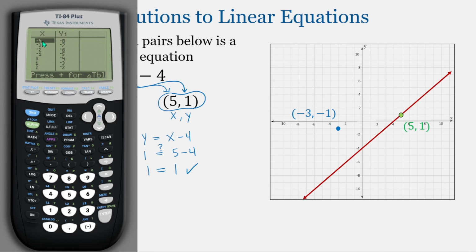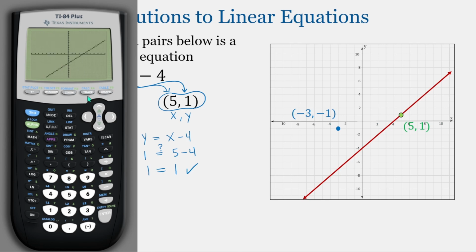So for the first ordered pair, we have negative 3, negative 1. Well, here, negative 3 should give a value of negative 7, not negative 1. So negative 3, negative 1 is not on this linear equation, so it is not a solution. However, 5, 1 is. So this is an ordered pair on the line.